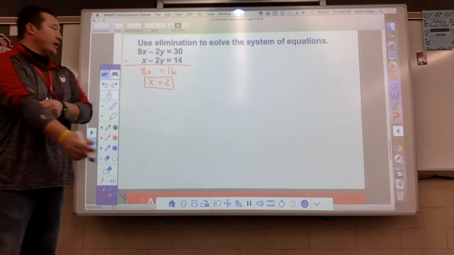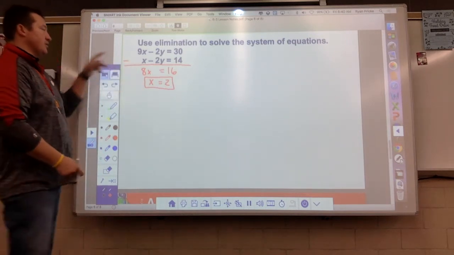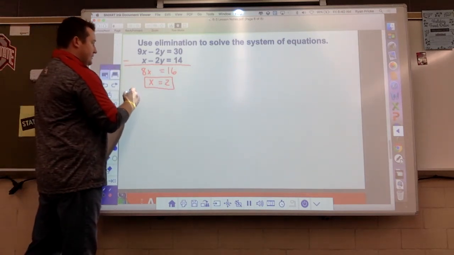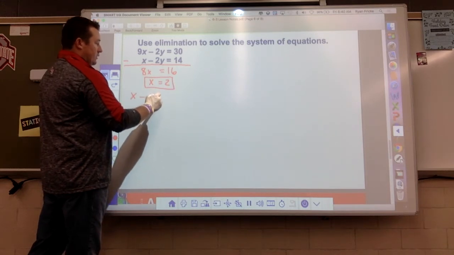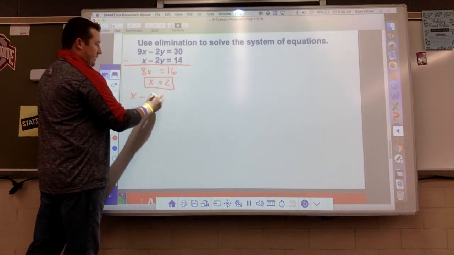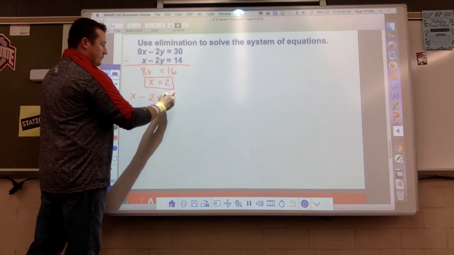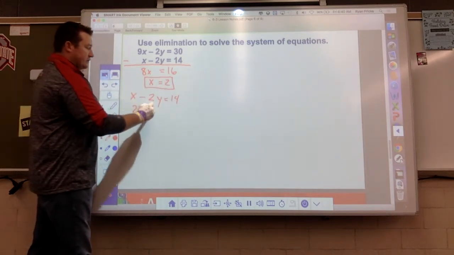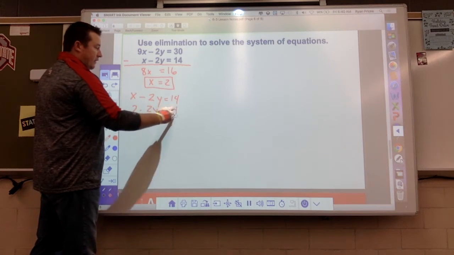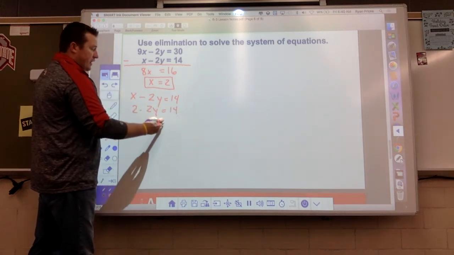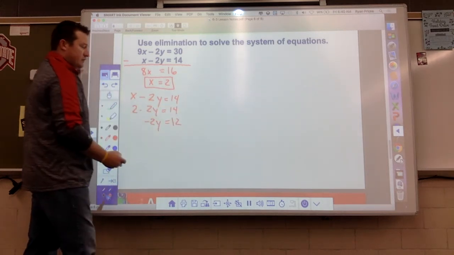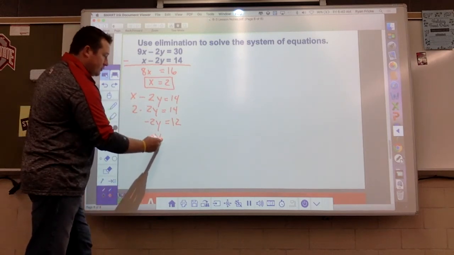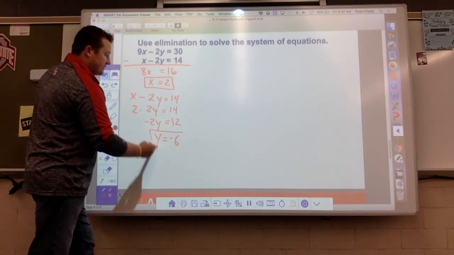Go back to either equation. Smaller numbers probably here with this one. X minus 2. Oh, nope. All bad. We don't know what y is yet. Equals 14. Replace x with 2. So this is going to look just like this. All right, we're going to move that 2 to the other side. A little bit of subtraction. Divide by negative 2, y is negative 6.